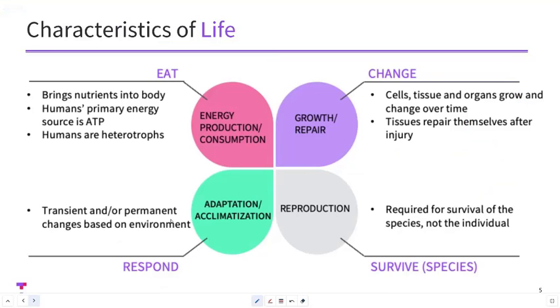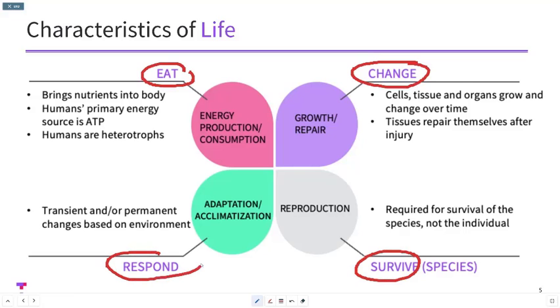Characteristics of life. As humans, as life, we are characterized by several properties. There's organization, cell composition, metabolism, the ability to respond to our environment, homeostasis, development, reproduction, and of course evolution over time. We break it down into four main parts. We have the ability to eat, we have the ability to change, we have the ability to survive, and we have the ability to respond.